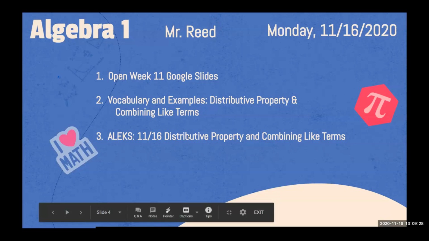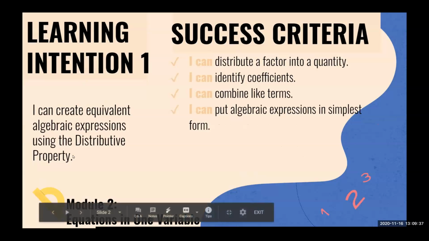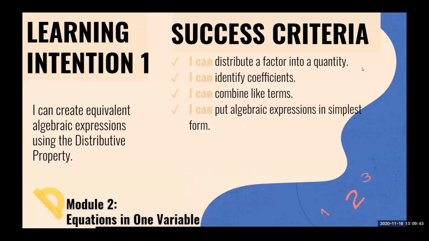All right, so if I go backwards here, we got two learning intentions so far this week anyway. Our real focus today is learning intention 1, which continues our distributive property fun that we started last week. We've pretty much done this. I can distribute a factor into a quantity. A factor is just numbers being multiplied together.